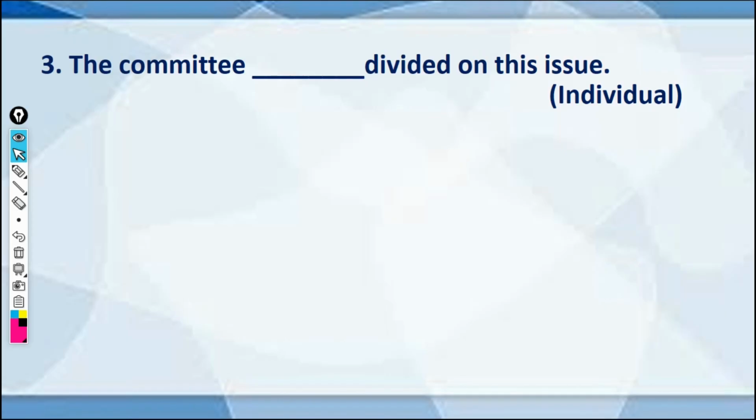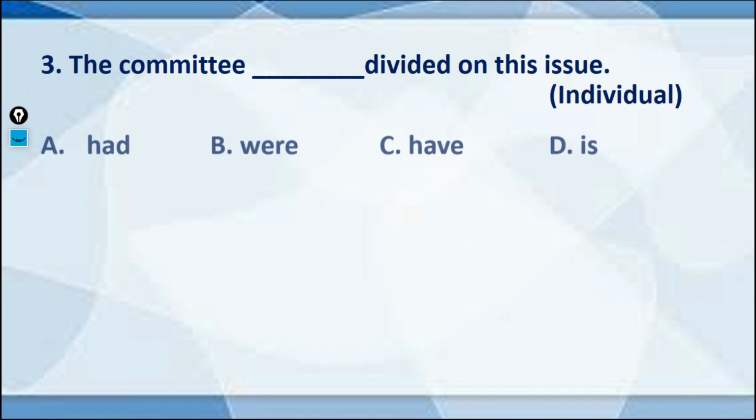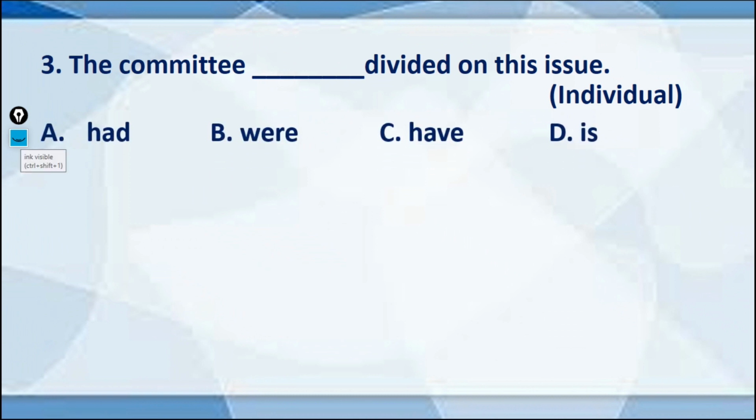The committee dash divided on this issue, right, and now you see the options. Option A, had, B, were, C, have, D, is, and now you see the correct answer, were, right. Why were? You just see, this is individual difference, right. This is individual difference.